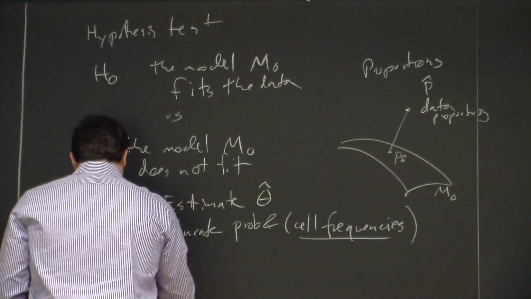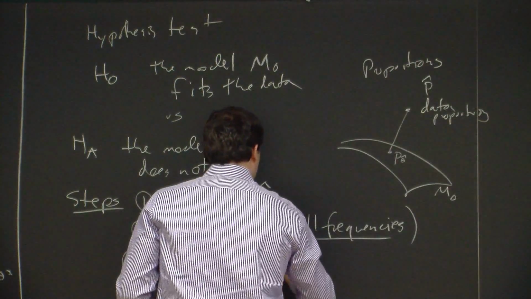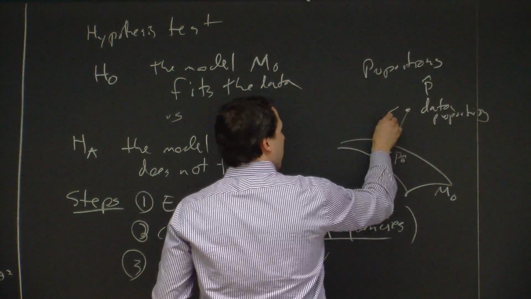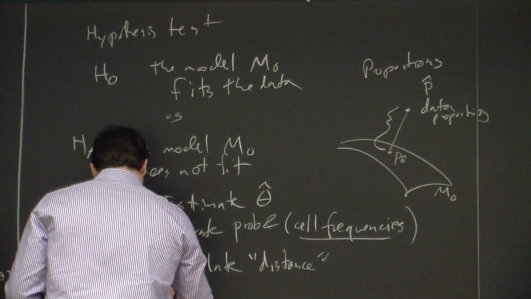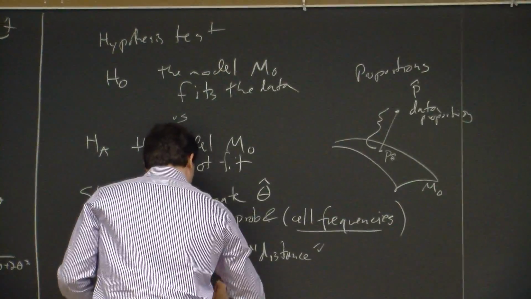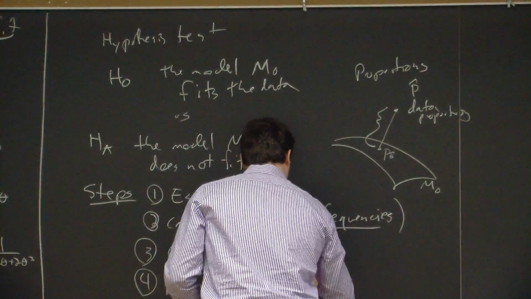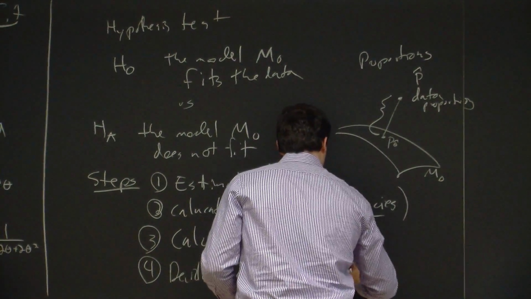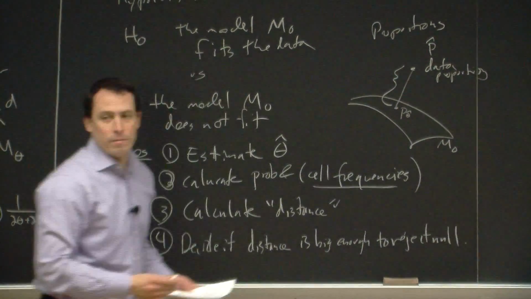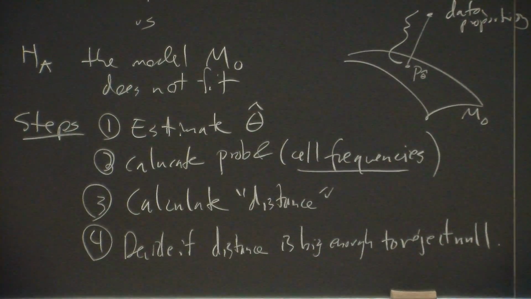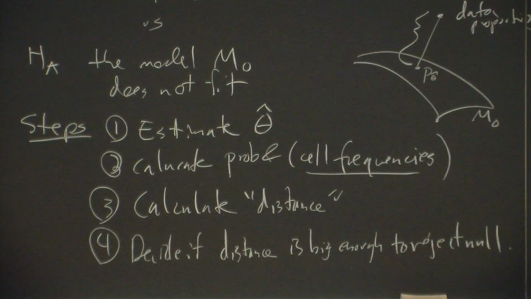So step 3, calculate the distance here, and we're going to have 2 ways of measuring that distance. And step 4, decide if the distance is big enough to reject the null. Okay. So we have 2 main tests.